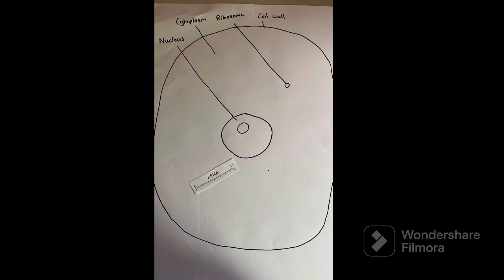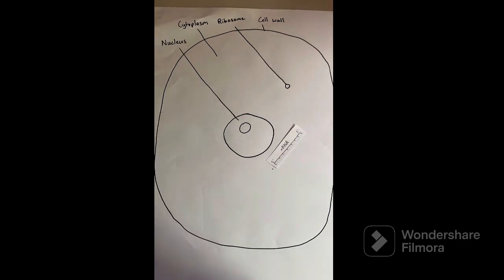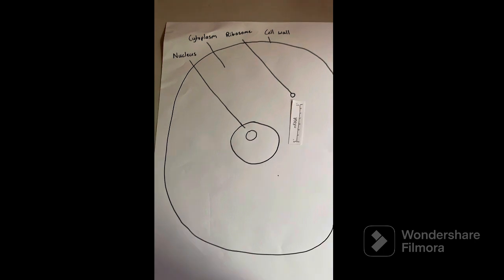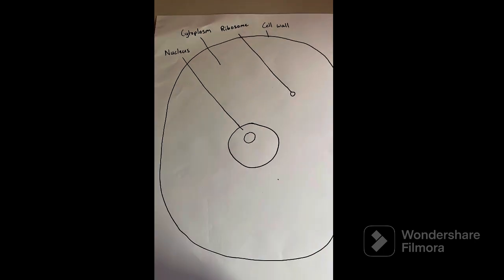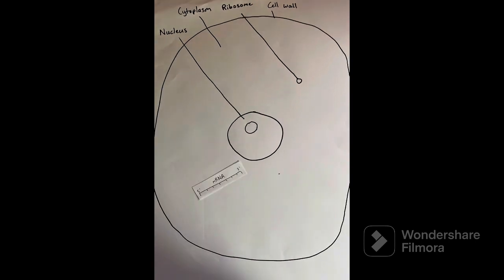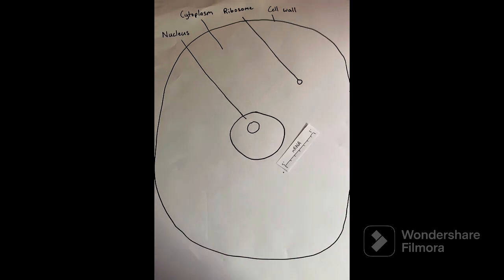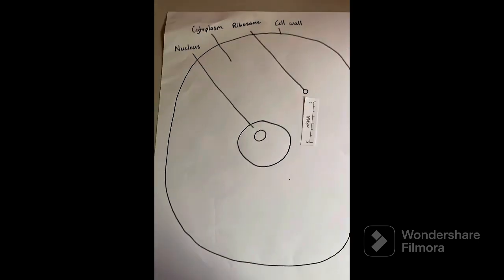Translation is the process that turns the information in the mRNA into a series of amino acids to build protein. The mRNA leaves the nucleus, moves into the cytoplasm, and enters the ribosome. Ribosomes are composed of ribosomal RNA, or rRNA, and protein, which help translate the information from mRNA.